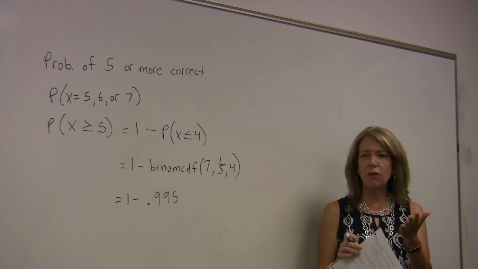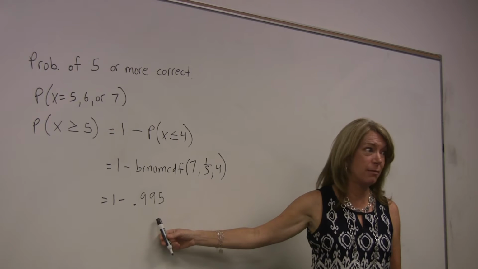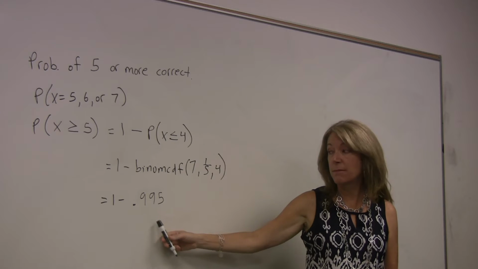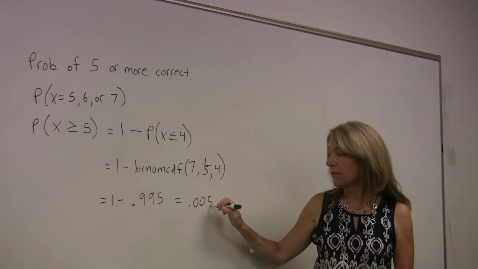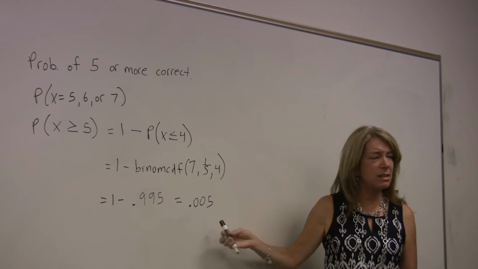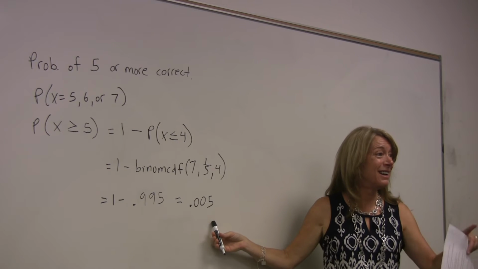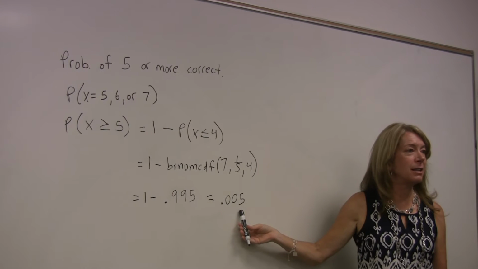The probability of getting 4 or less of them right. Almost guaranteed that you're getting 4 or less of them right. Right? Almost 100%, almost 1. And if we subtract that, it's 0.005. What is this? That's the probability of getting 5 or more correct if you're guessing.